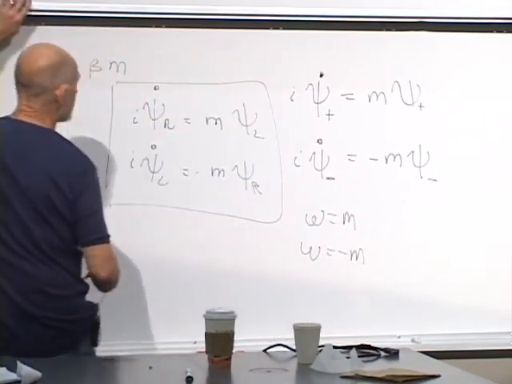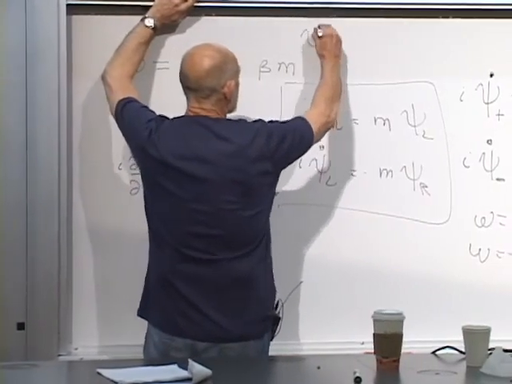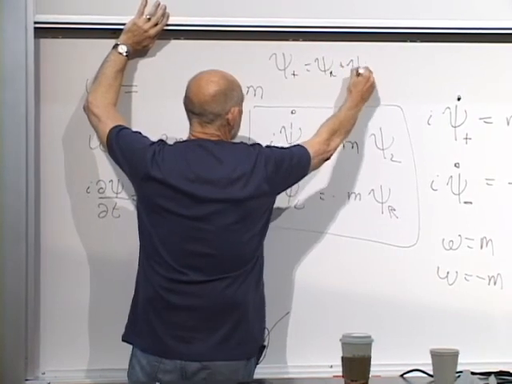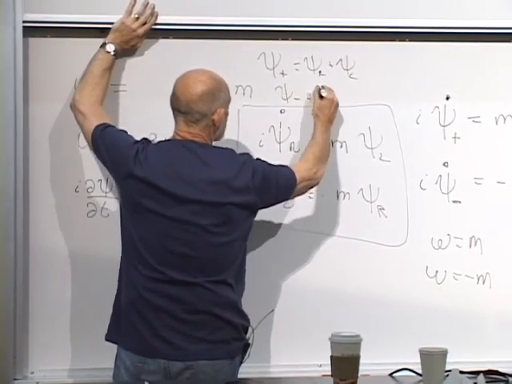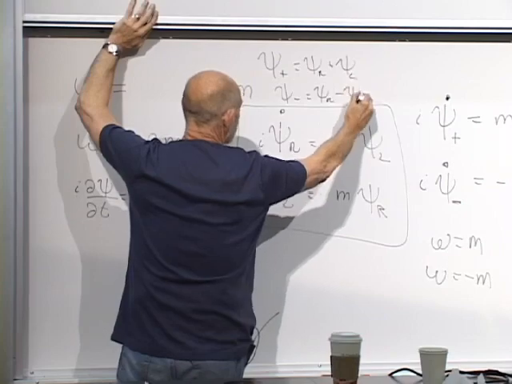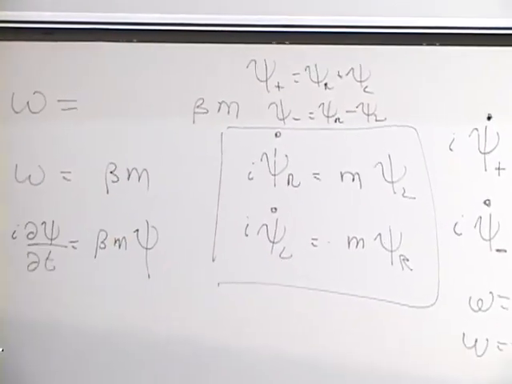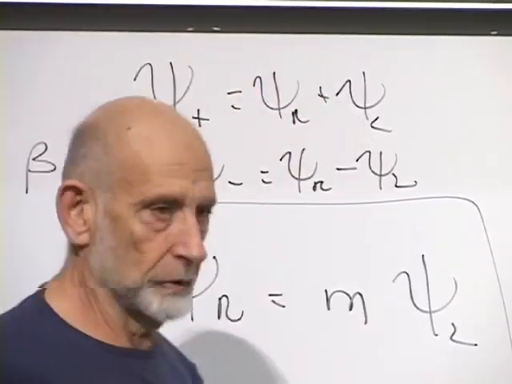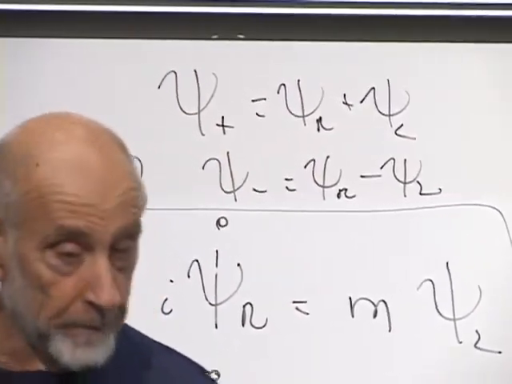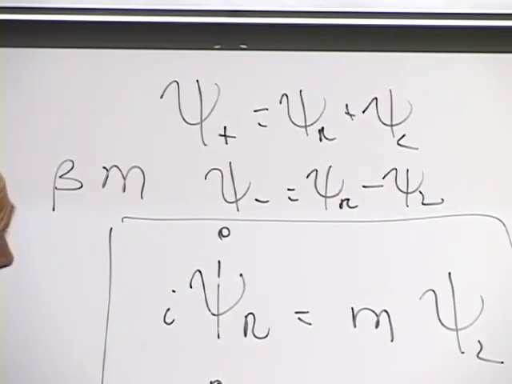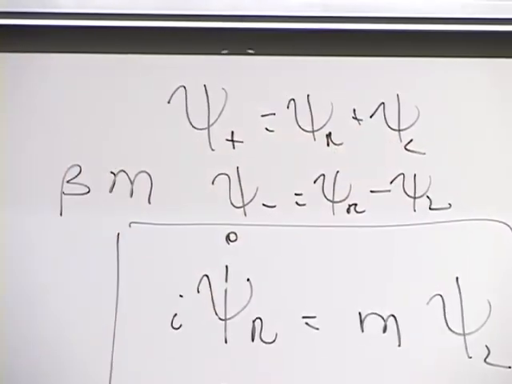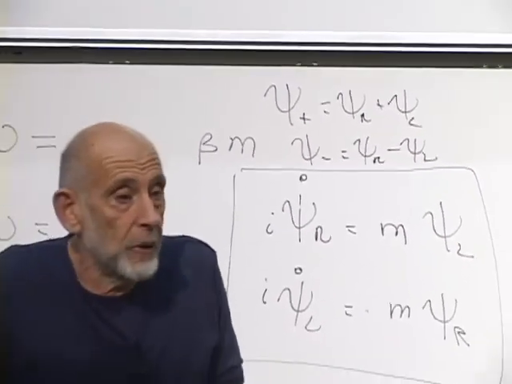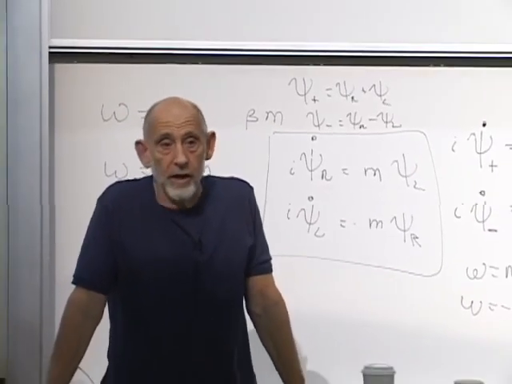All right, just in case you don't know what psi plus and psi minus are, psi plus is equal to psi right plus psi left, and psi minus is equal to psi right minus psi left. What does it mean to add wave functions or add field operators this way? You can ask, what happens if psi right plus psi left acts on the vacuum? What does it give? Does it give you two particles, one left and one right?